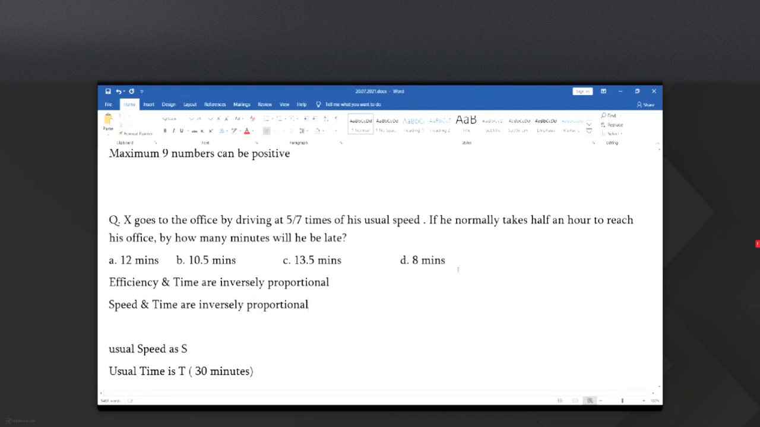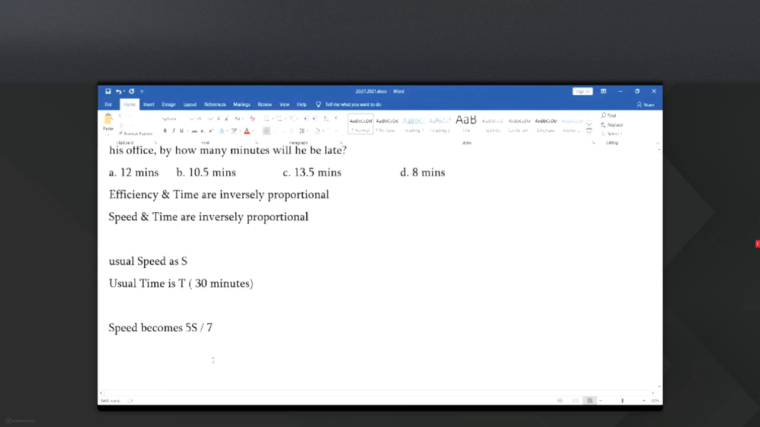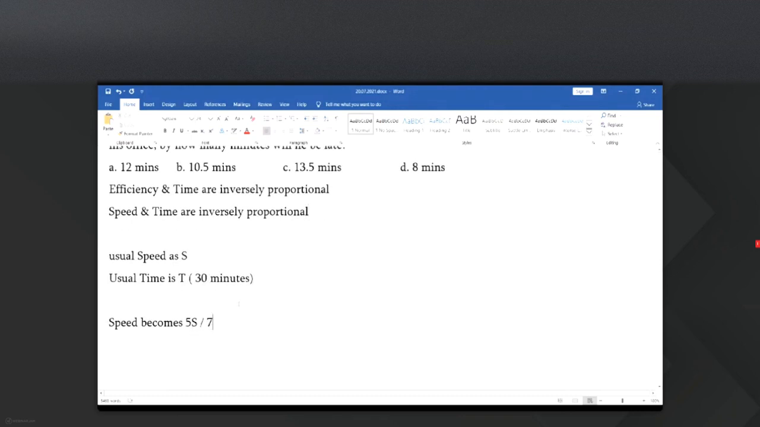So what happens here is efficiency and time are inversely proportional. Speed and time will be inversely proportional. Now what you can do with this is, if speed becomes 5s by 7, this will imply that the time becomes 7s by 5.